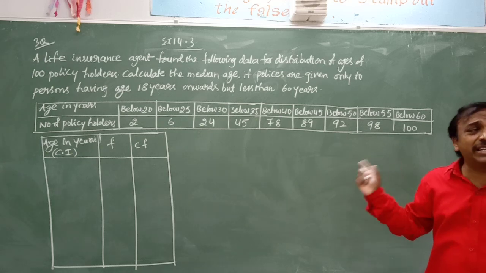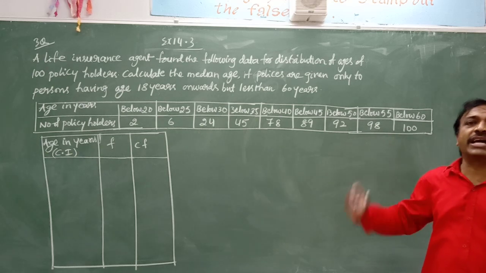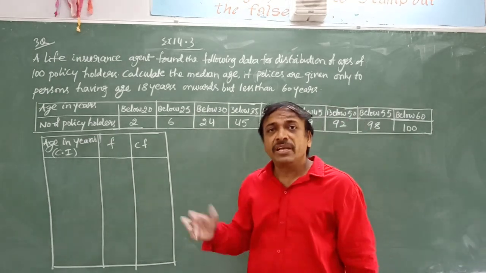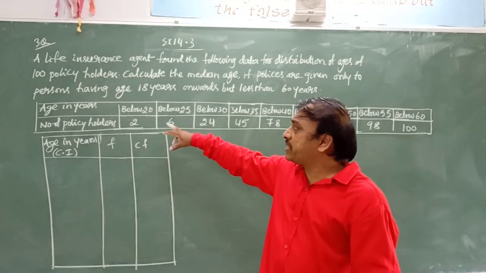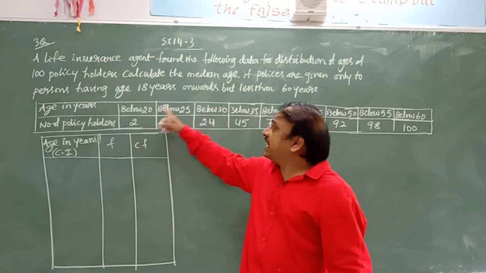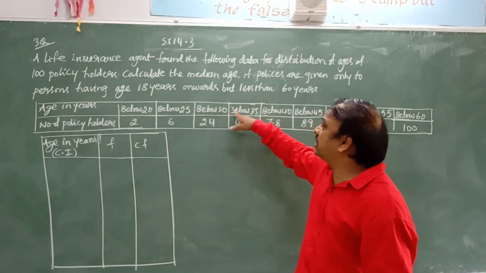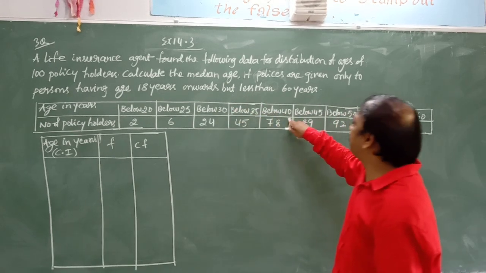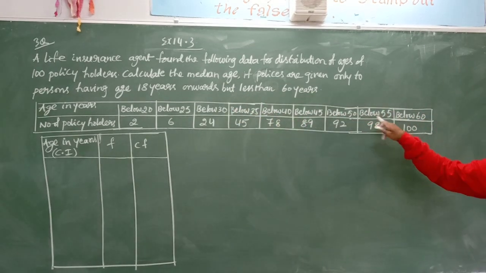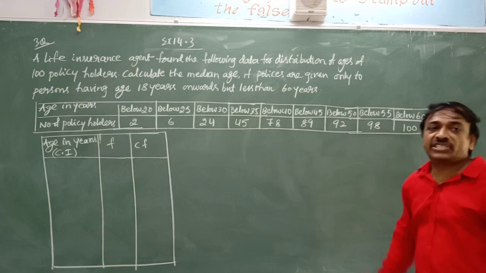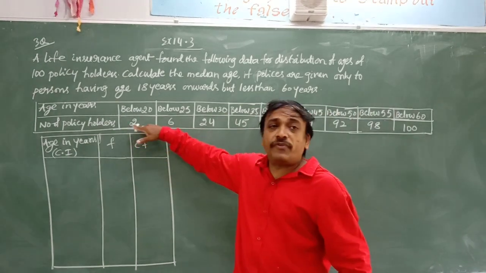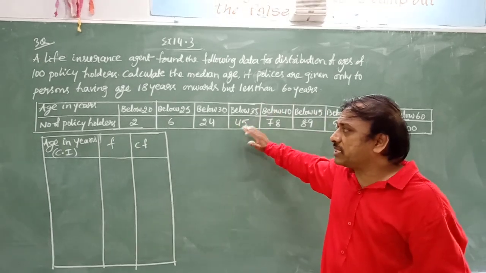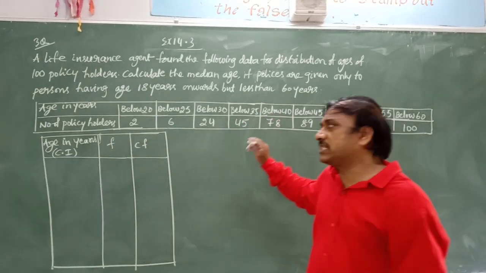Median age, that means the median of the data you have to calculate. See the data: in previous questions we had class intervals, then frequency. Observe this: below 20, below 25, below 30, below 35, below 40, below 45, below 50, below 55, below 60. And the number of policy holders, that is nothing but the frequency.